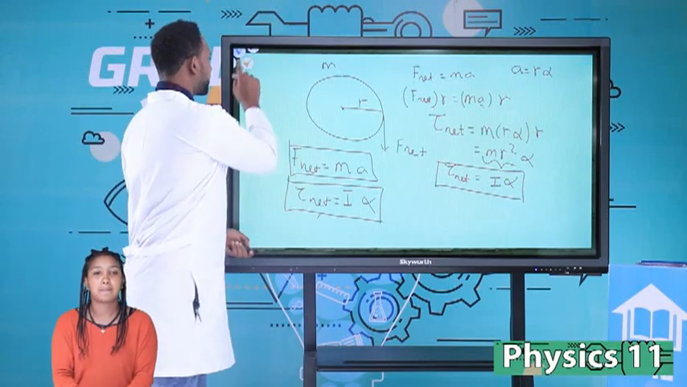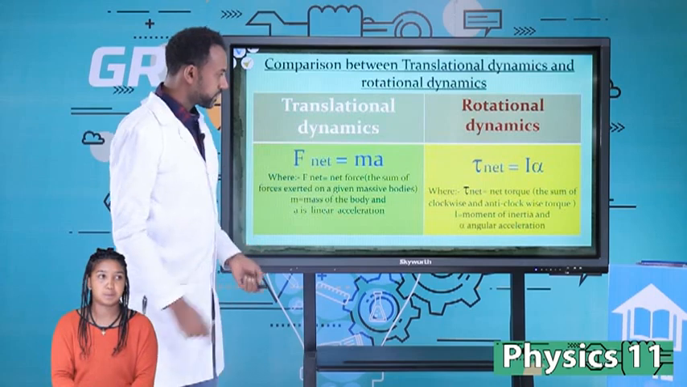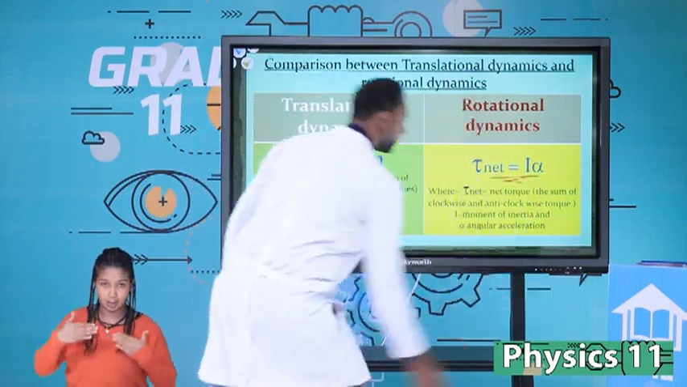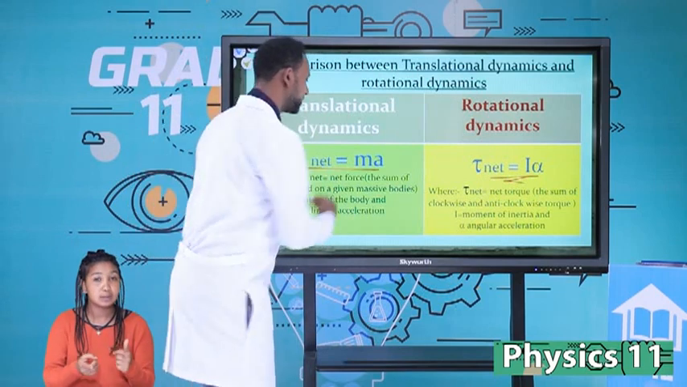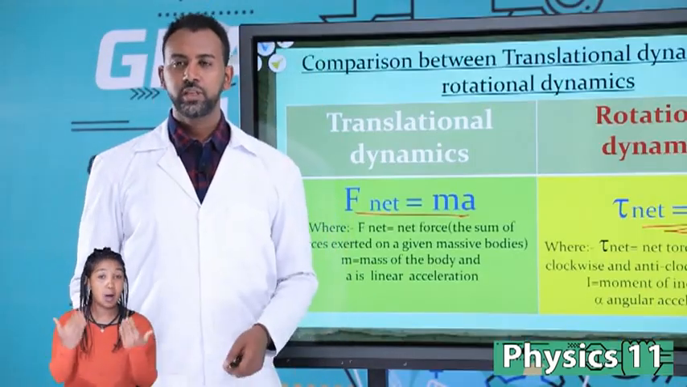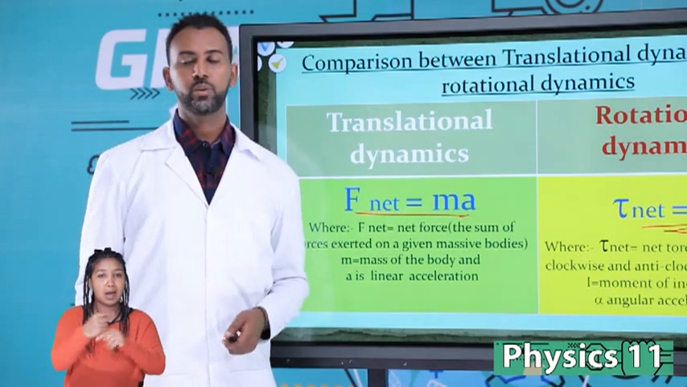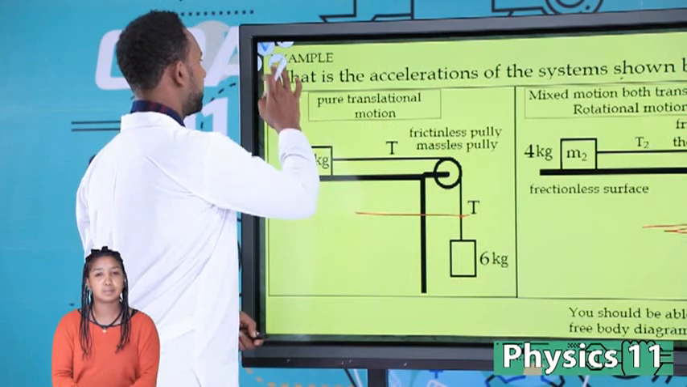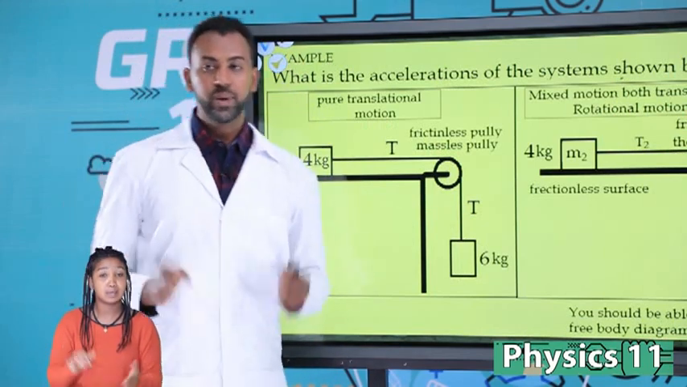Okay, so let's try to see this. This is for the rotational body, whereas this is for the translational body. Now let's see how to apply those equations in problems. That is the basic concept.